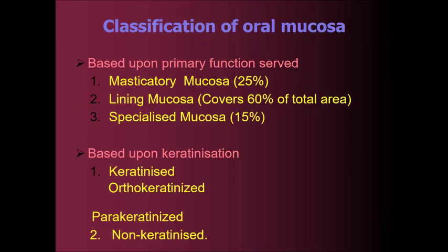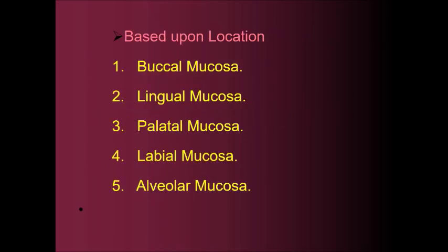What are the classifications of oral mucosa? It can be classified according to the function it serves as masticatory mucosa, lining mucosa, and specialized mucosa, or can be classified according to keratinization, orthokeratinized, parakeratinized, or non-keratinized oral mucosa. It may be divided according to location: buccal mucosa, lingual mucosa, palatal, labial, and alveolar mucosa.